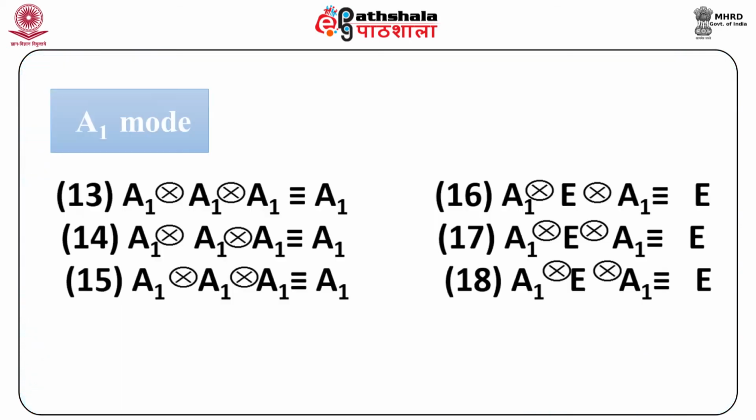These can be written down in equations 13, 14, 15, 16, 17 and 18. And these direct products are A1 into A1 into A1, which is A1, for integrals 13, 14 and 15. Similarly, for integrals 16, 17 and 18 we have A1 into E into A1 is E, A1 into E into A1 is E, and the last one A1 into E into A1 is E. Integrals 13, 14 and 15 contain the totally symmetric representation, that is A1. So, the whole integral is non-zero. Hence, the A1 mode is Raman active.